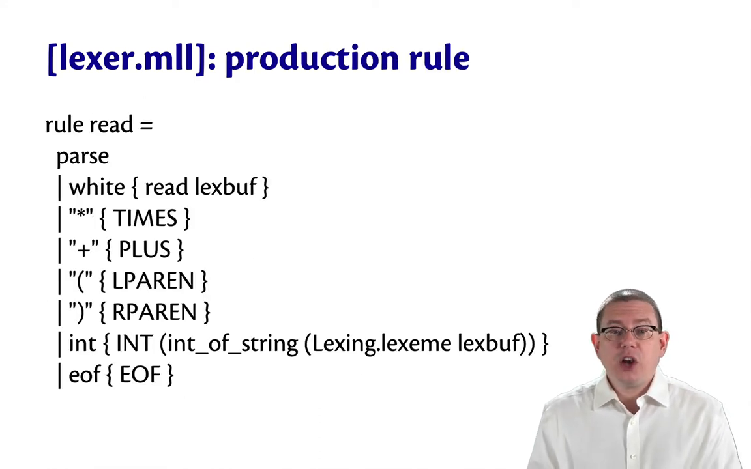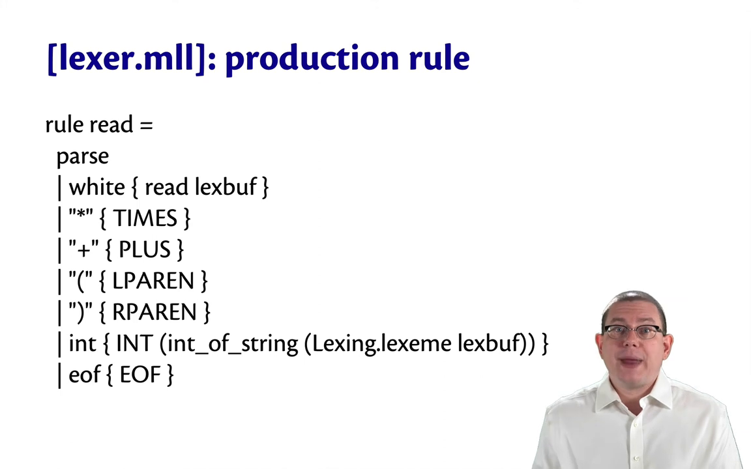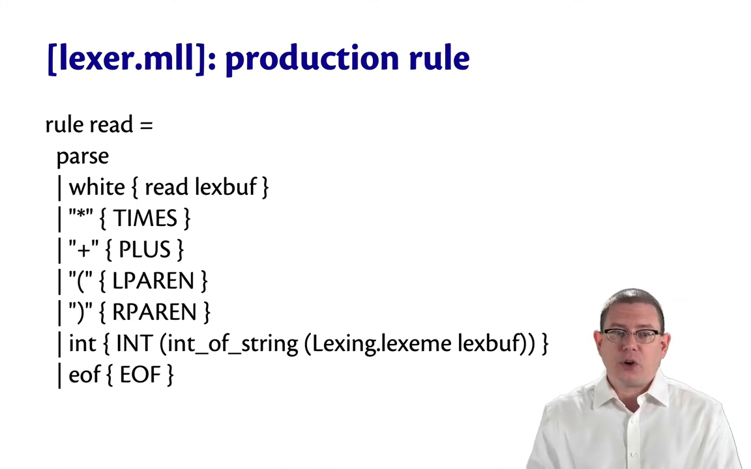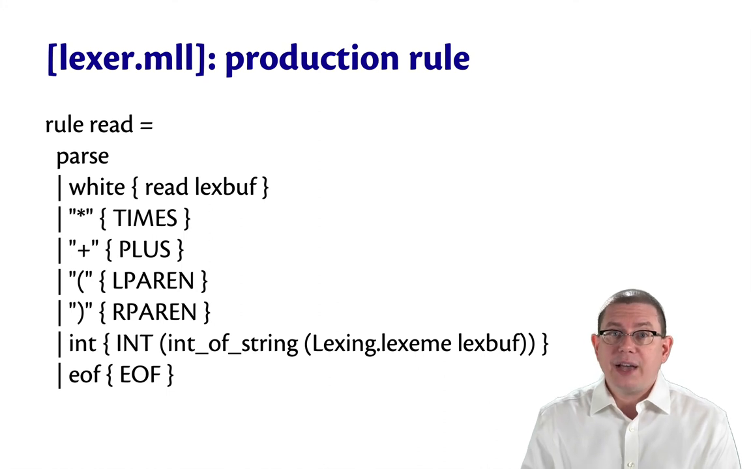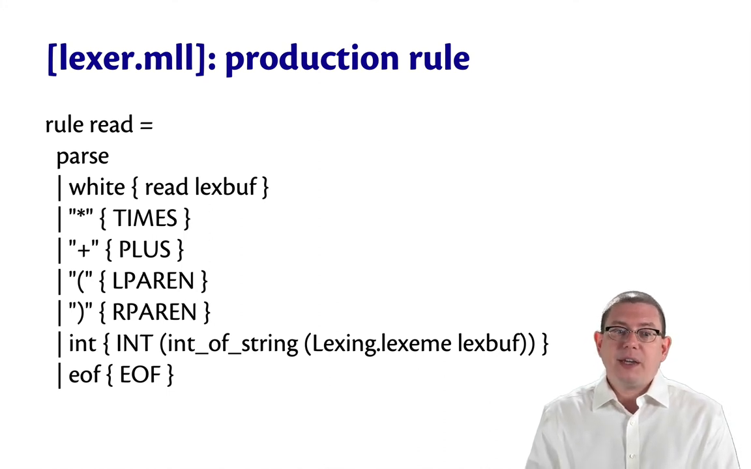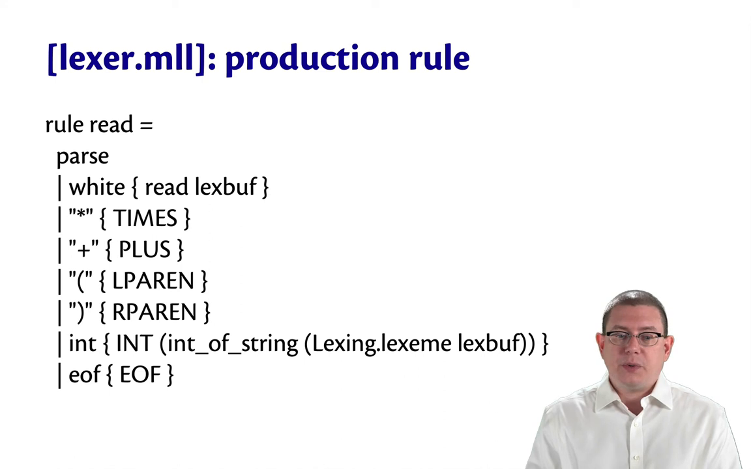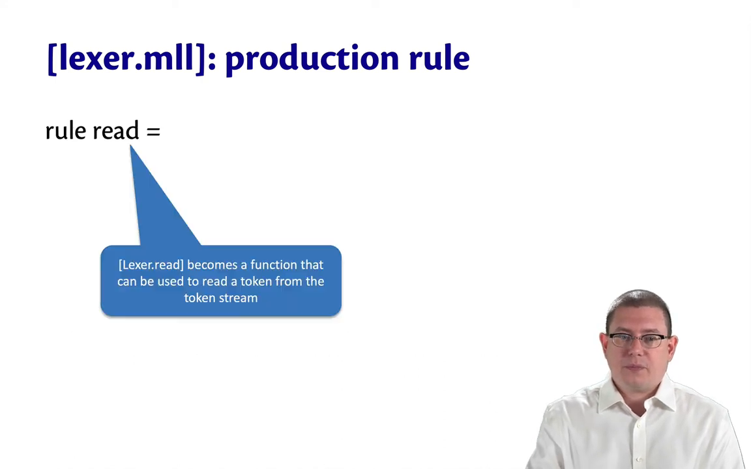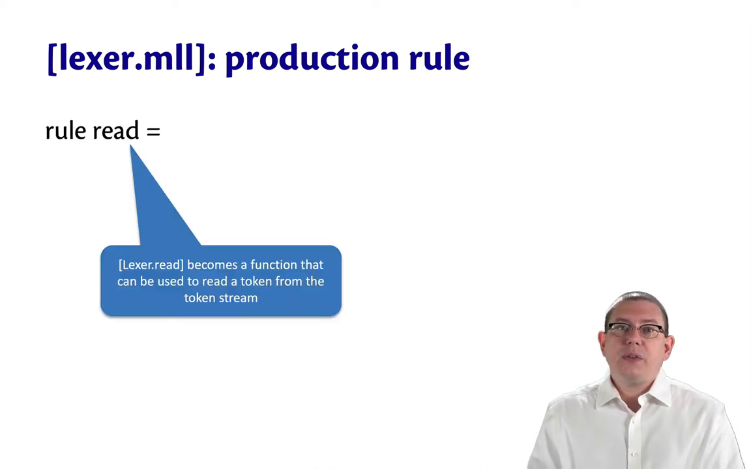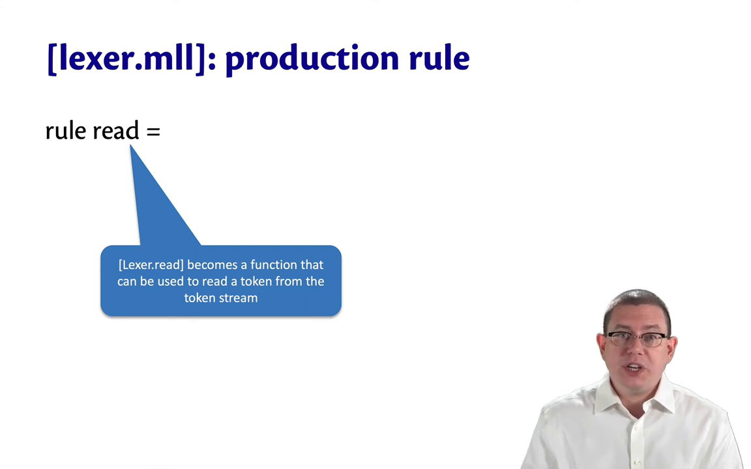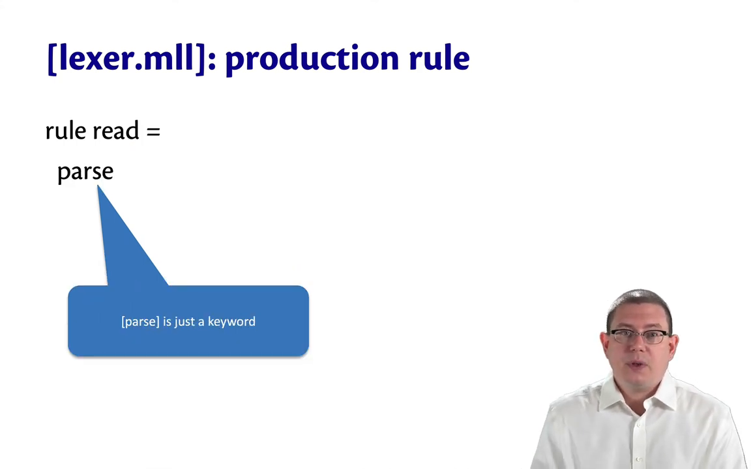I then had a production rule. That production rule described how to produce tokens out of the character stream. I named that rule read. That was my choice. But the rule and parse there are keywords. And as part of that, then, I just put in what I wanted to read from the token stream and what I wanted to return as a result of having read it. So everything inside of the curly braces there was a return value. Read here, therefore, became a function that could be used to read a token from the token stream. Parse was a keyword.